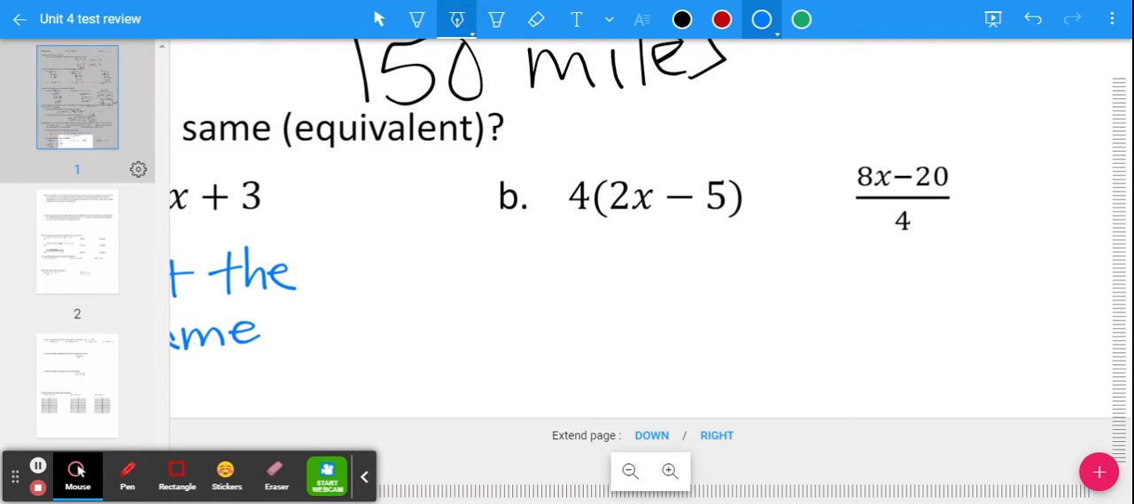So looking at the next one, when we distribute that 4, we have 8x minus 20. And already we can see the other one is 8x minus 20 divided by 4. So they are not the same.